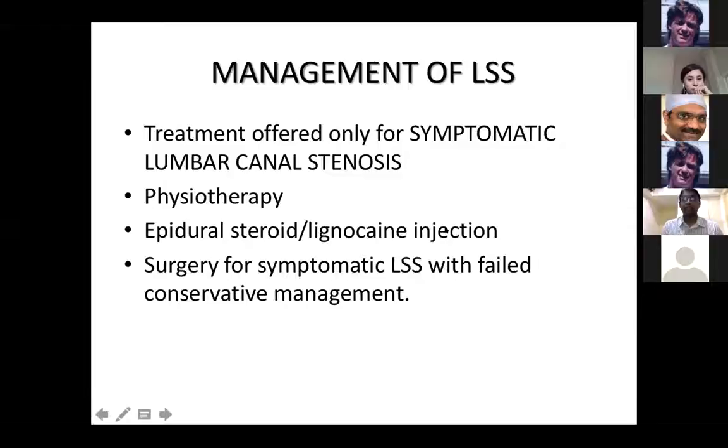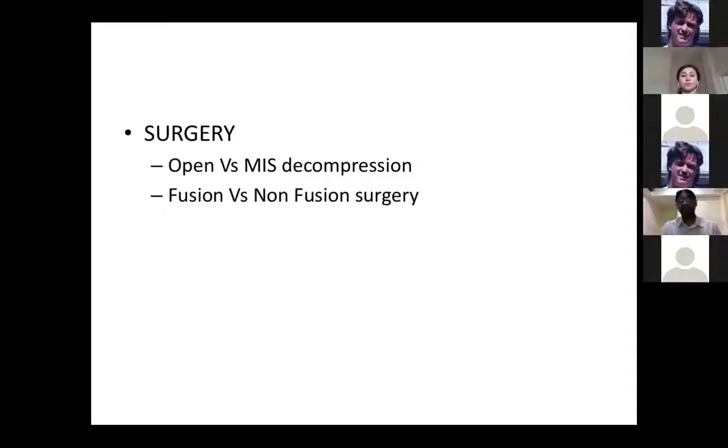So what do we do? How do we treat it? I think even the speakers before me have mentioned, we only offer treatment for symptomatic lumbar canal stenosis. We start with the basics, which is physiotherapy, painkillers, and if that doesn't work, then we give patients epidural steroid injections. And finally, if all this fails, then we counsel them for surgery, and we normally choose between an open or MIS surgery. So the surgical choices we have: open or MIS surgery, or fusion or non-fusion.